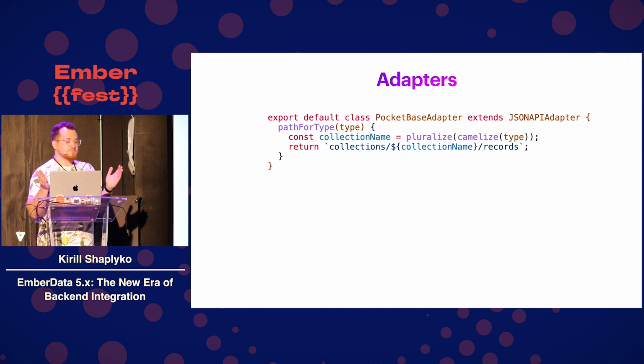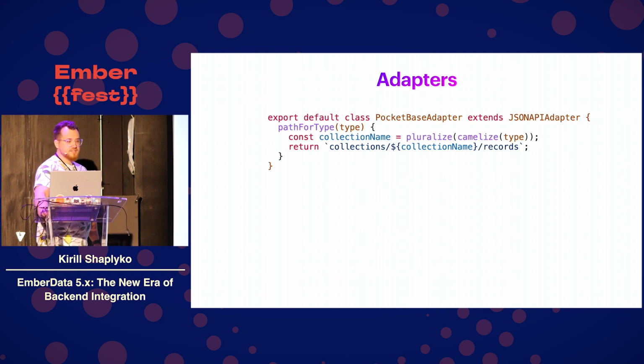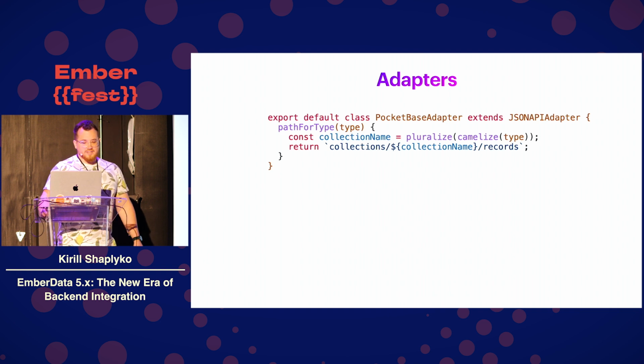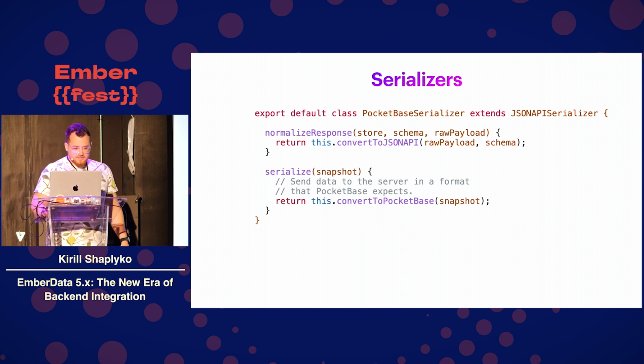PocketBase expects you to make a query to collections/collection name/records. Collection name, in our case, is the pluralized camel-cased type of the model. So for the user, you go to the collections users records and so on. On the serializer, we need to override normalize response and serialize. Let's look at the serialize.